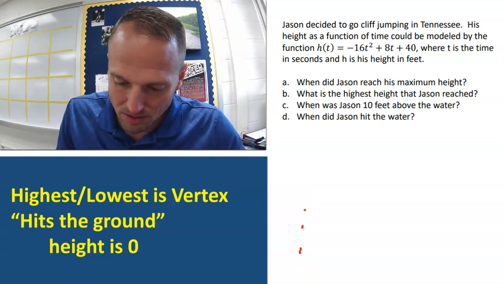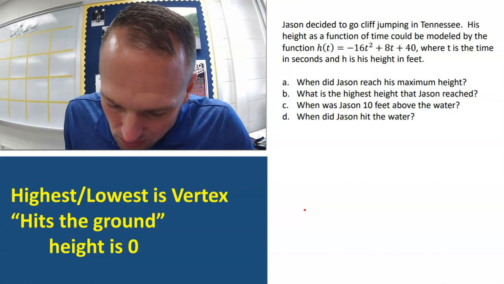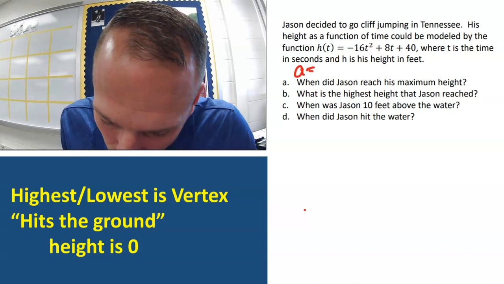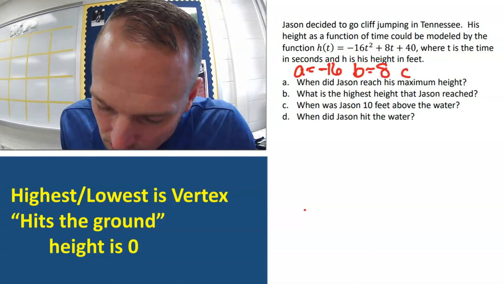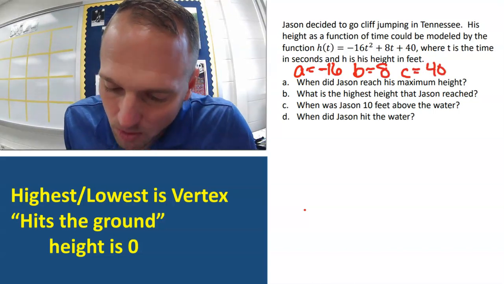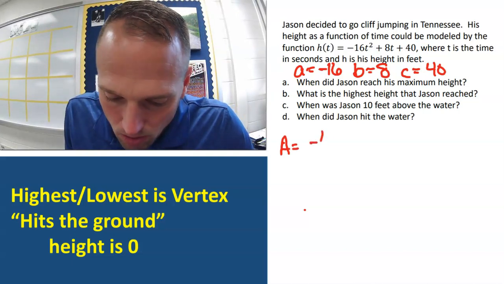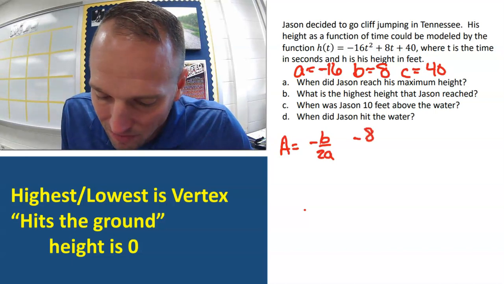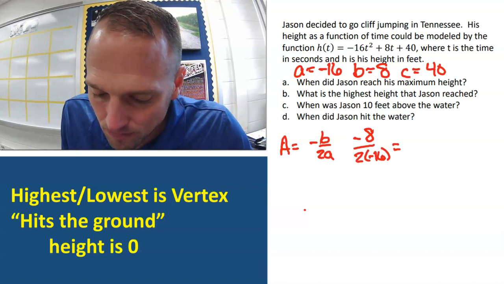We know how to find the vertex of something. We just have to go negative b over 2a. So first thing, let's get a, b, and c. A is the number in front of x squared, b is the number in front of x, and c is the number by itself. So the vertex for letter A, we need to go negative b over 2a. That's how we find the vertex. So negative b is negative 8 over 2 times negative 16.